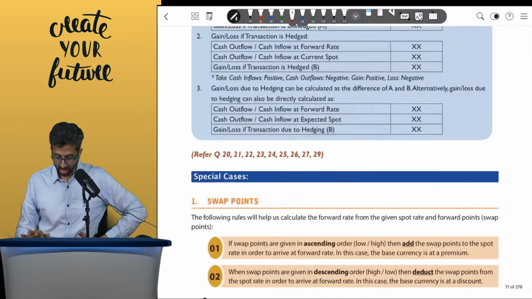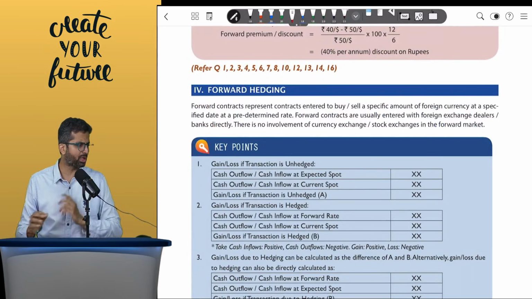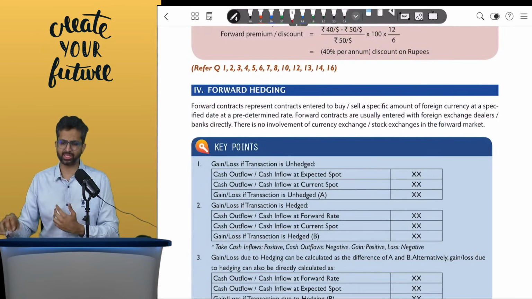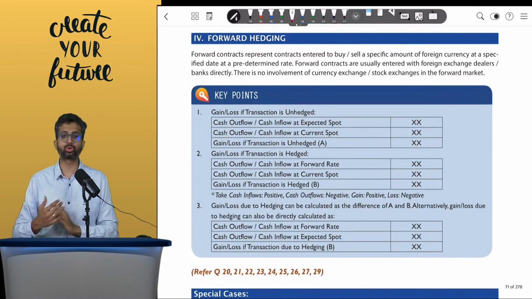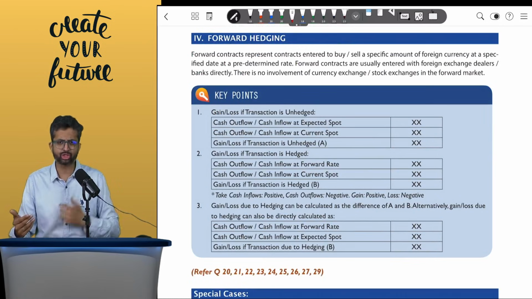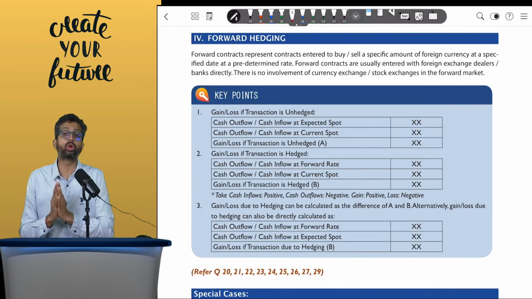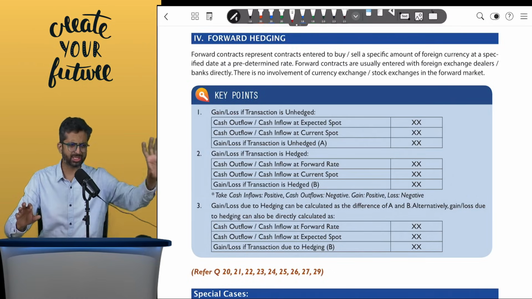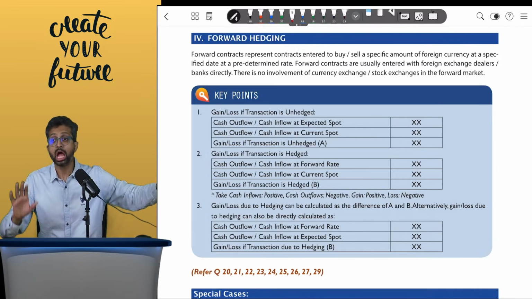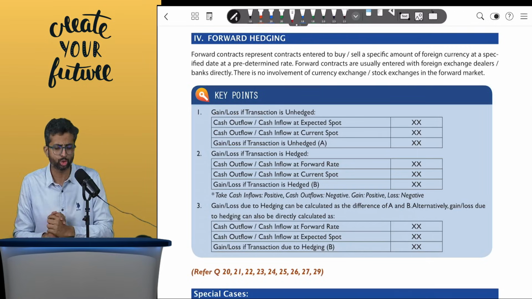Next you have forward hedging. You can look at a forward contract and use that as a base for the purpose of hedging. Sometimes you might be asked to calculate the gain or loss if the transaction is hedged, or the gain or loss if the transaction is unhedged. Generally, to find the gain or loss due to hedging, you will find the expected rate if you keep the transaction unhedged compared to the forward rate if you were to hedge, and the difference between the two is the gain or loss due to hedging.